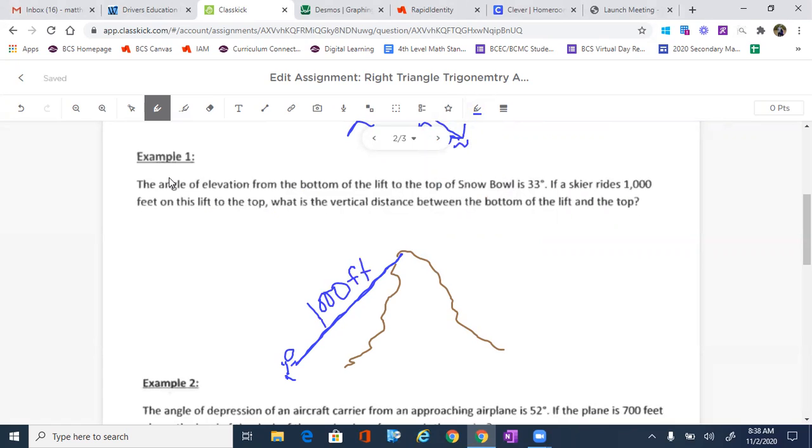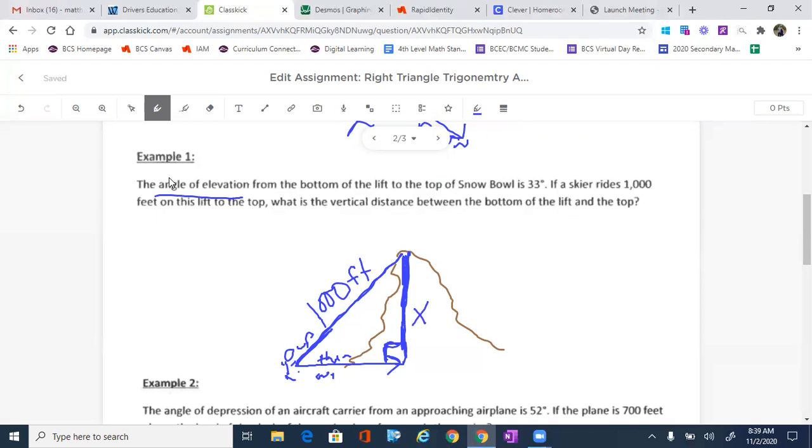Now, it says the angle of elevation. What that means is essentially out, then up. And we have an angle of elevation. What we are looking for is the height of this mountain. The height of the mountain isn't at a diagonal, and it's not across. The height is from the top straight down to where that person is standing. So what is the vertical distance between the bottom of the lift and the top? That vertical distance is going to have a 90-degree angle with the horizontal, and we're looking for it right over here.